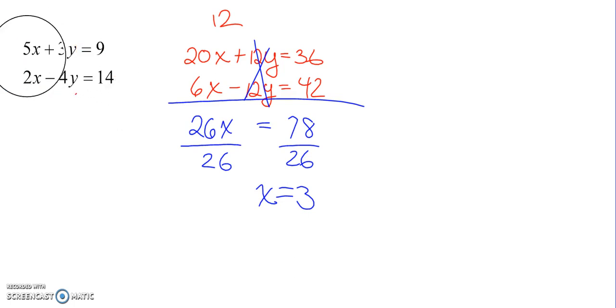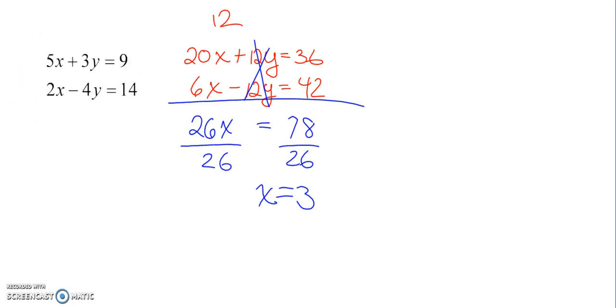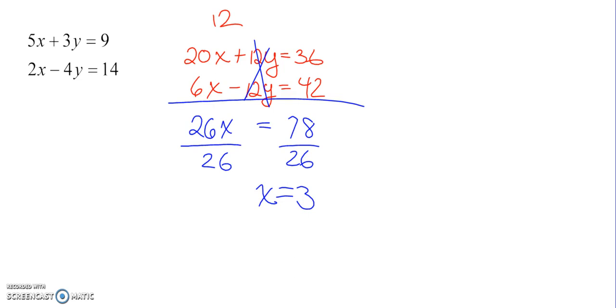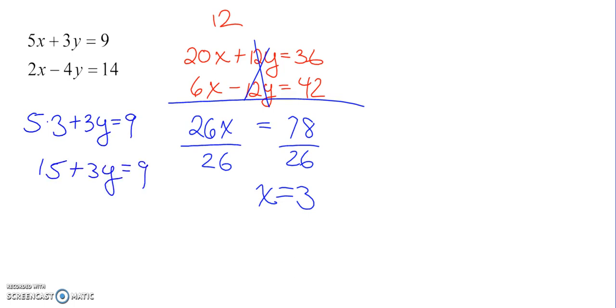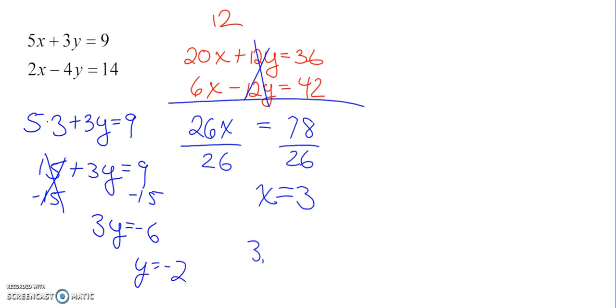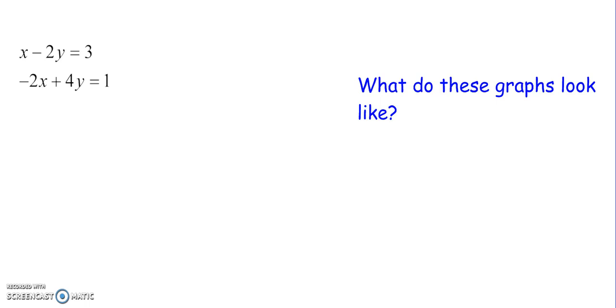Once I have my x value, I go back to my originals to get my y value. You can use either equation. Let's say I use the top. It becomes 5 times 3 plus 3y equals 9. So 15 plus 3y equals 9. Subtract 15 from both sides, cross out. 3y equals negative 6, so we're saying y equals negative 2. 3, negative 2. I hope this isn't going too fast for anyone. If I'm going too fast, please ask me to explain tomorrow.